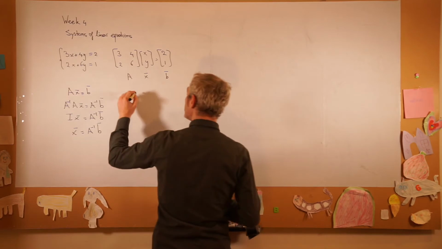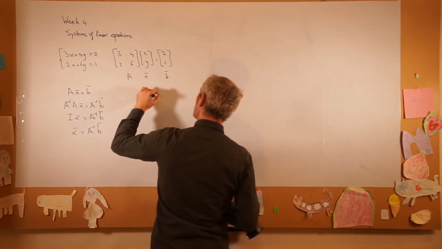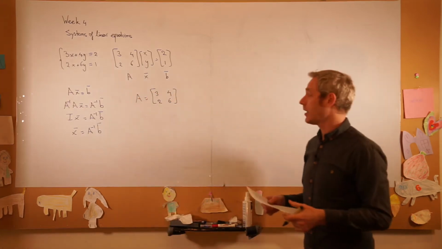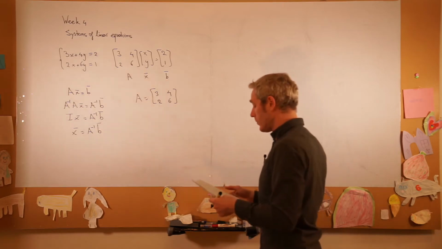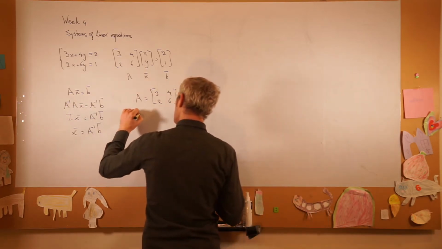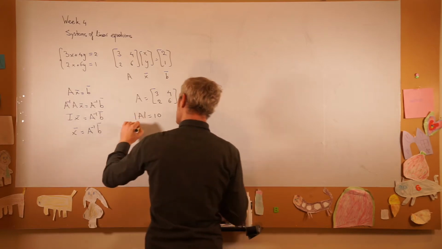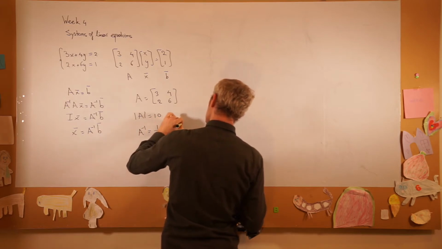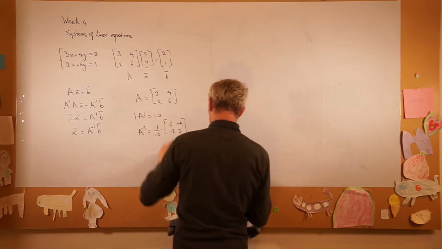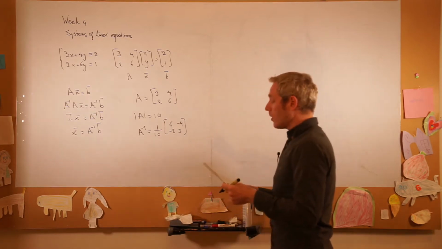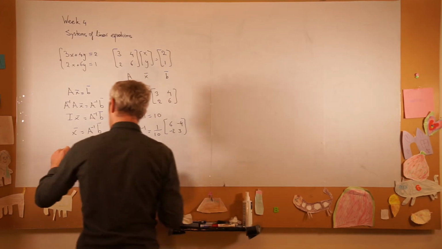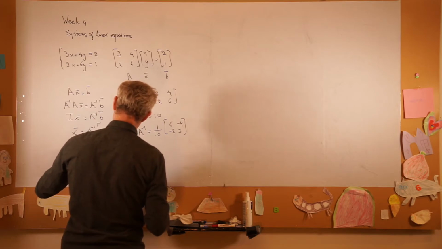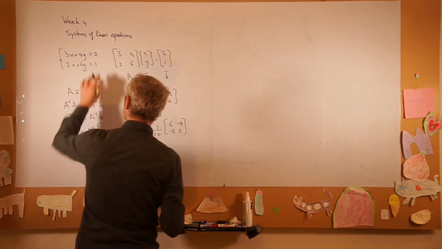Now, matrix A is equal to [3, 4; 2, 6], and this is a matrix of which we have calculated the inverse in a previous question. We know that the determinant of A is equal to 10, and so the inverse of A is equal to 1 over 10 times [6, -4; -2, 3]. So what we can do now is say, okay, x is equal to 1 over 10 times [6, -4; -2, 3] times the vector [2; 1].